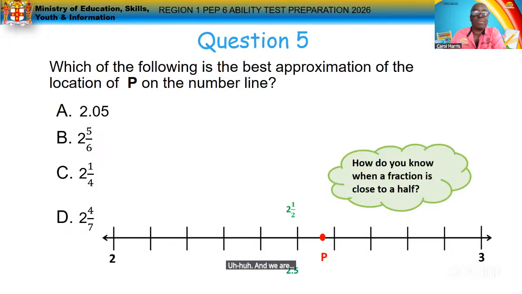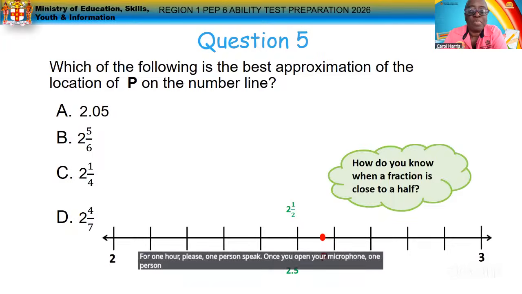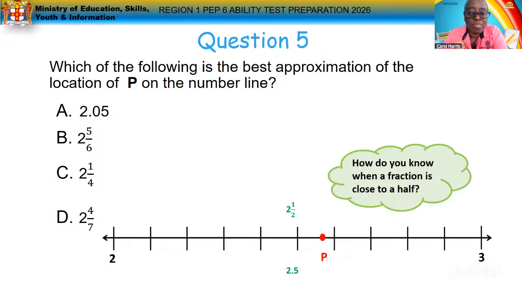One person, please. Once you open your microphone, one person speak. All right, so they're not coming through there. So we can move on, right? It's not coming through clearly at all.